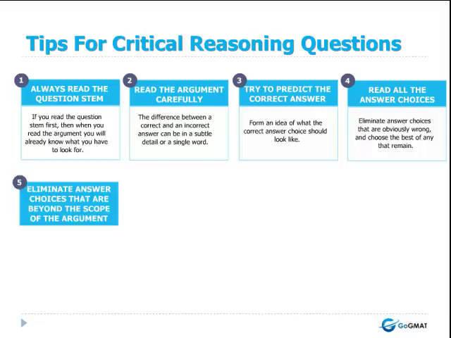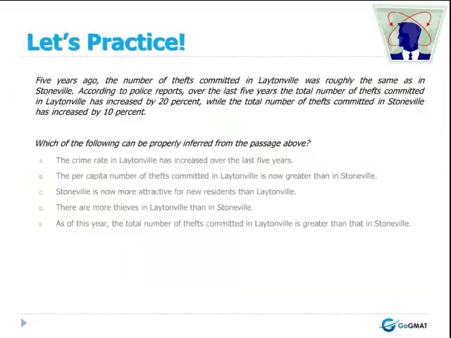5. Eliminate answer choices that are beyond the scope of the argument. Pay attention to the evidence provided in the argument and do not pick answer choices that are outside the argument scope. For example, consider this question again. Take about 2 minutes to read the argument and eliminate answer choices that are outside the scope of the argument.